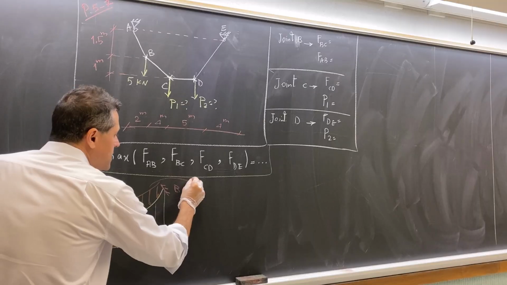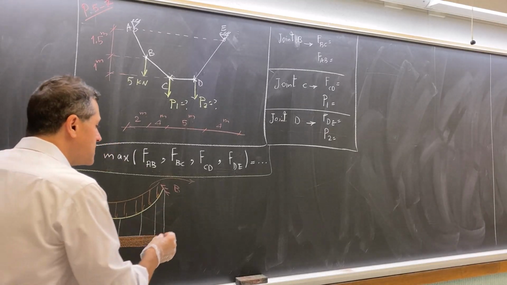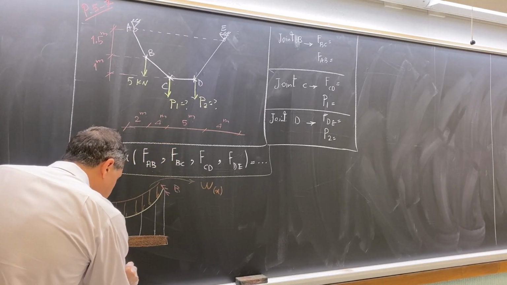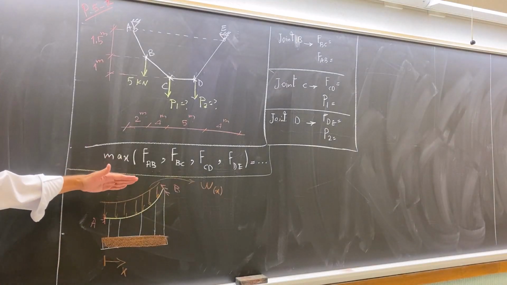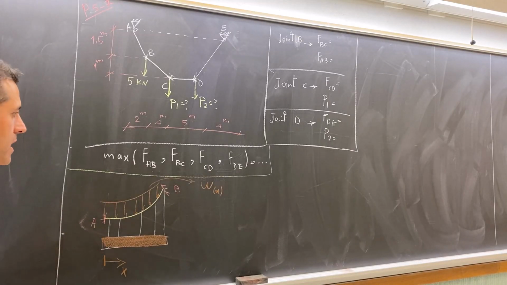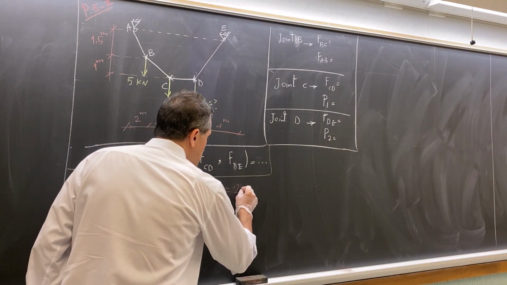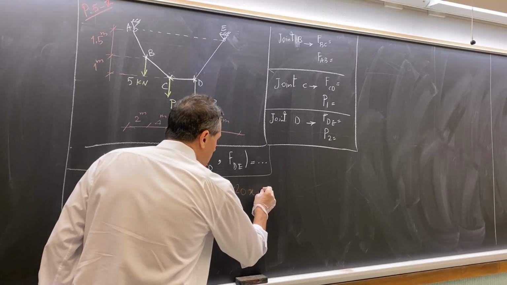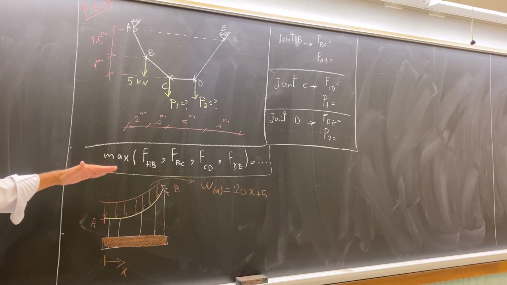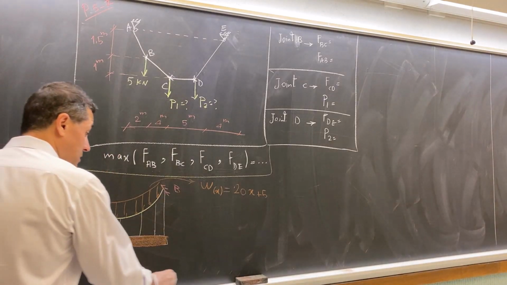But the way we write the function for this distributed load is w as a function of x, and x is the projected length of the cable, because x is horizontal, but the cable is not horizontal. So for example, w(x) is maybe 20x plus 5. Basically, it is distributed over the projected length of the cable.